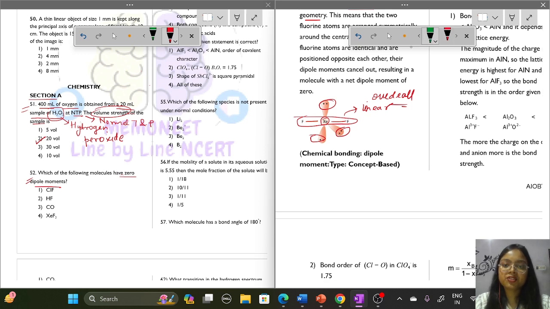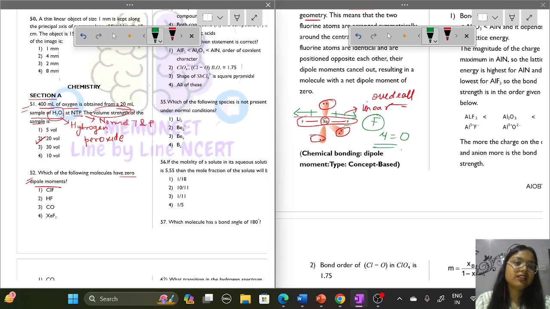Also, we have to see the direction of dipole moment in this case. What will be the direction of dipole moment? It will be from less electronegative to more electronegative. We know that fluorine is the most electronegative element in the periodic table. So the direction of dipole moment will be towards the more electronegative fluorine atom. Here also the direction will be towards the fluorine atom. So these two dipole moments are in opposite directions and will cancel out. Therefore, the XeF2 molecule will have zero dipole moment. Option number 4 will be the correct option.